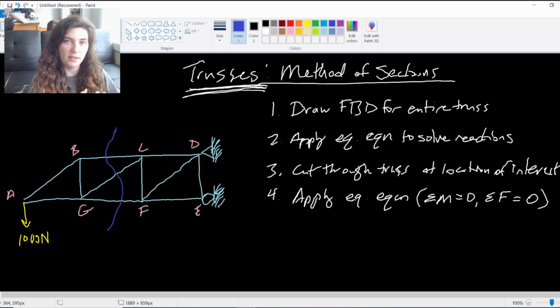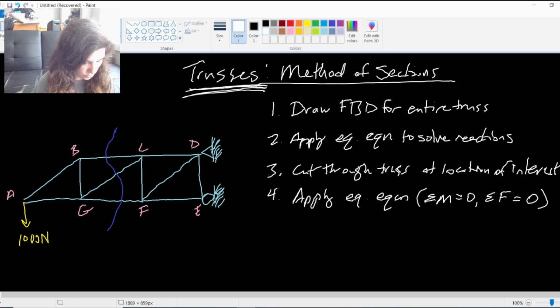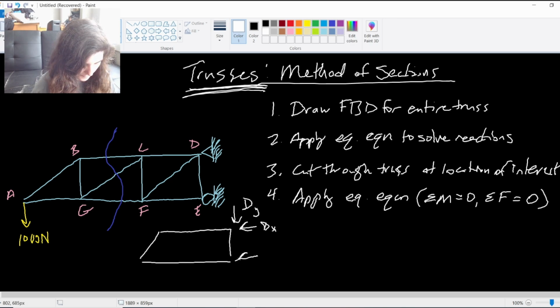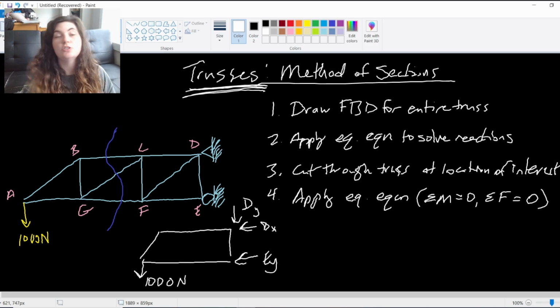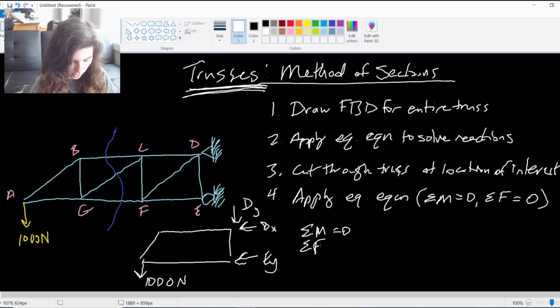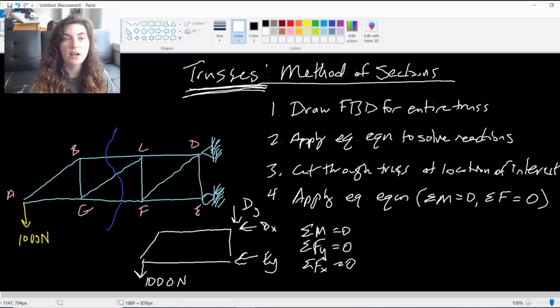So the beginning of method of sections is the same as method of joints, where our first step is going to be to draw the free body diagram for our truss so that we can solve for these reactions, and see what forces are acting on the truss as a whole. We apply our equilibrium equations, our sum of moments and sum of x and y forces, to solve for those reactions. And then, this is where it differs from method of joints.